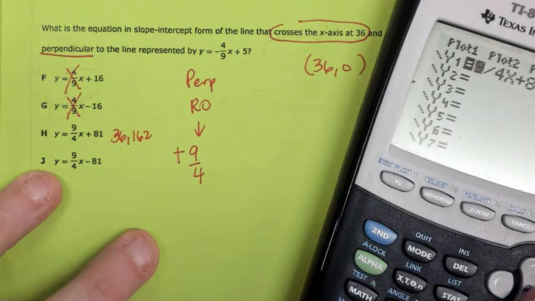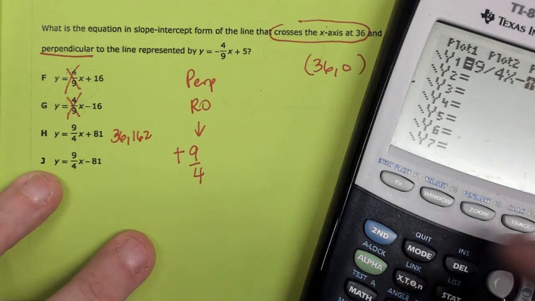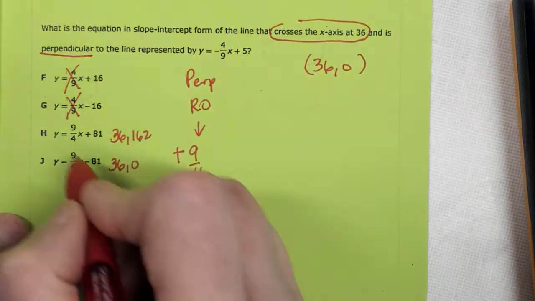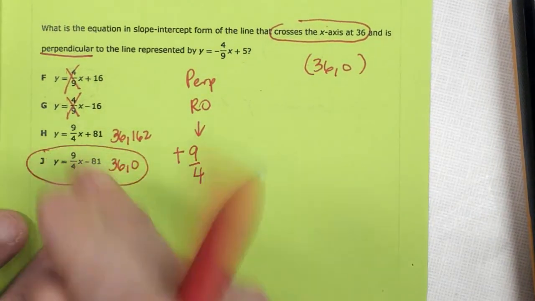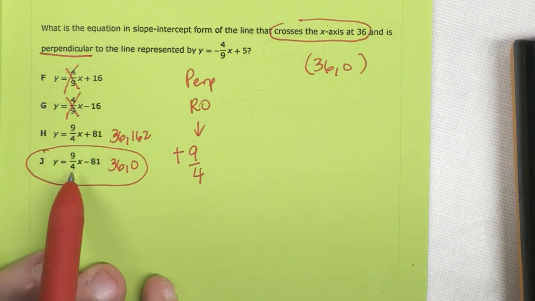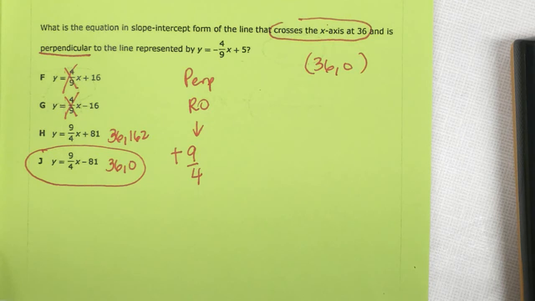Okay, and now let's try the other one, 9/4 x minus 81. Now, I had some people in fourth period. They saw that this one was wrong, and then they just immediately circled D. Just check it. Why are you like that? Just check it, because what if they're both wrong? Then you've done something horribly wrong, and you need to figure it out, okay? So just make sure you check it.